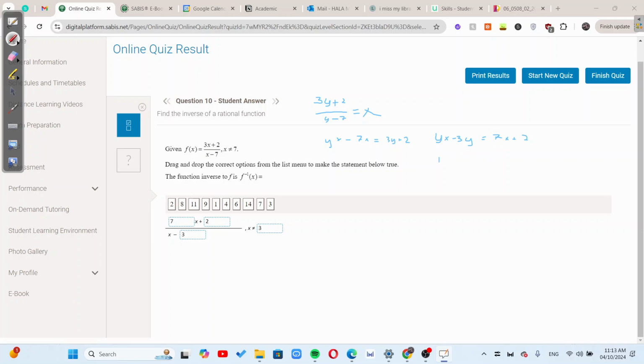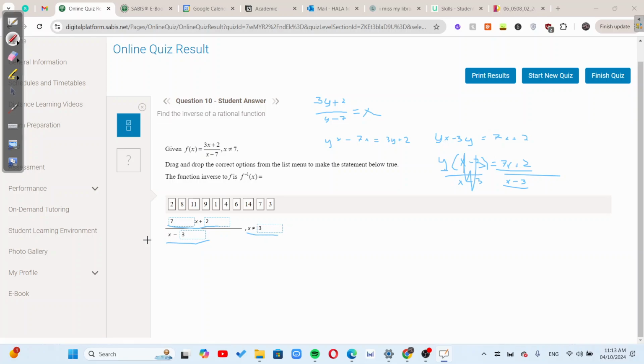So now take y into your factor. Y equals x minus 3 equals 7x plus 2. Now you divide by x minus 3 on both sides. Now you cancel these two on this side. Now you're left with y equals 7x plus 2 over x minus 3.